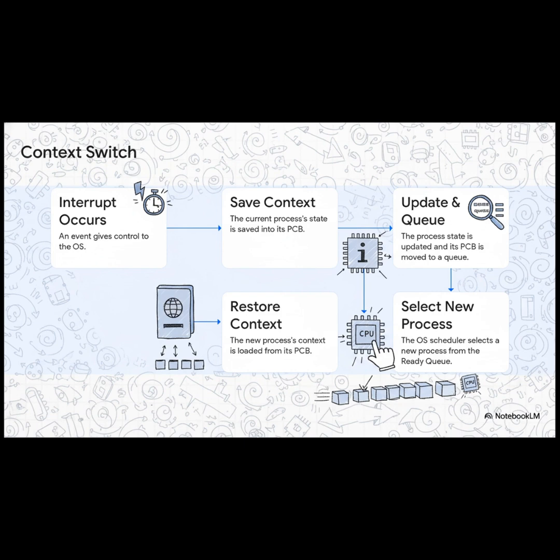3. It changes that process's state from running to ready and puts it in the ready line. 4 and 5. The OS grabs the next process from the front of the ready line and loads its context from its passport into the CPU. And just like that, the new process is running. This whole dance happens over and over and over again.